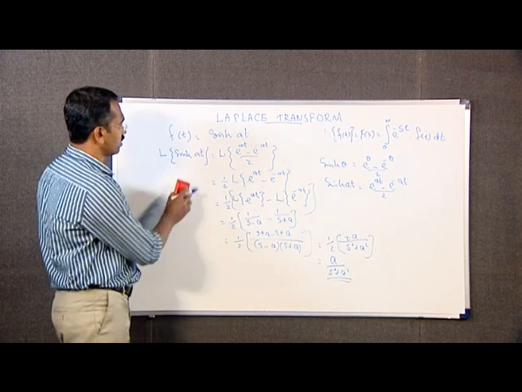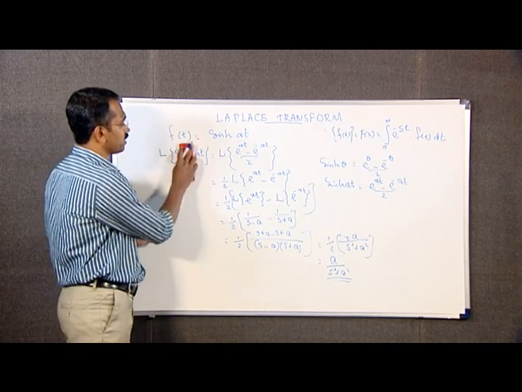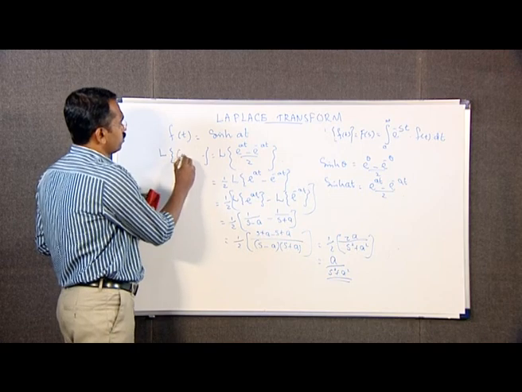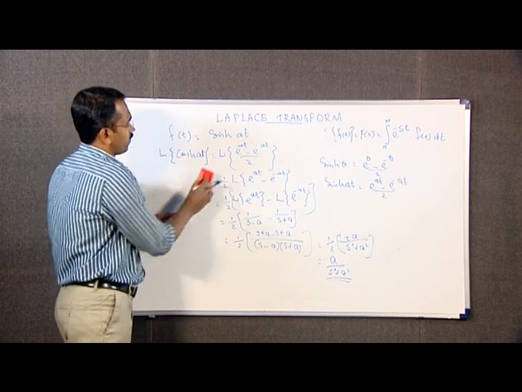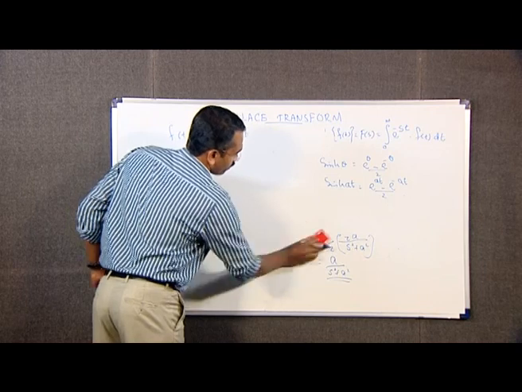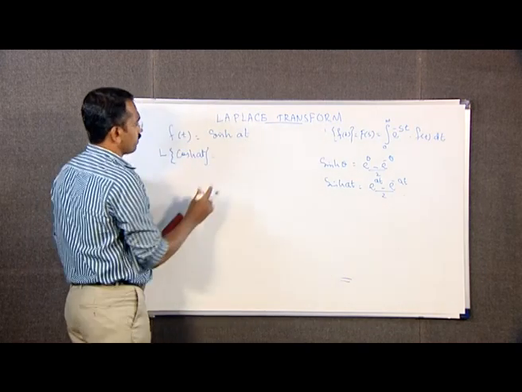Similarly, we can find the Laplace transform of cosh a t, which is equal to s by s square minus a square.